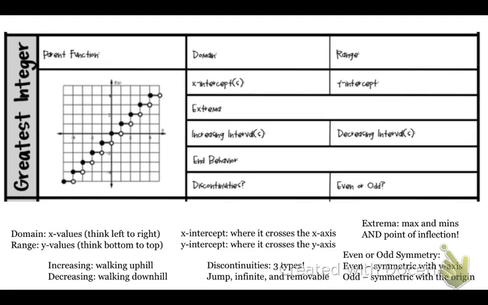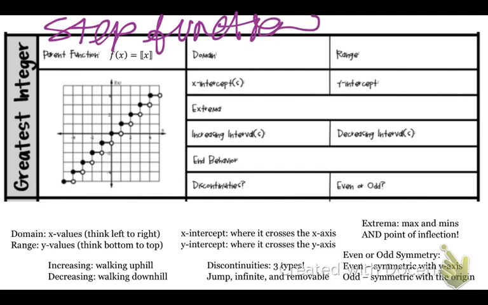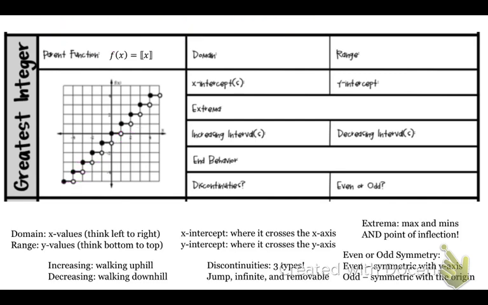Okay, greatest integer. So this is f of x equals, and those are like brackets of x. The other thing that this is called is the step function, because they look like steps. Okay, super creative. The domain here is negative infinity to infinity, because even though we have these open circles, it jumps up to a closed circle every time. Open circle, closed circle, open, closed, open, closed. So we have points all along this graph.